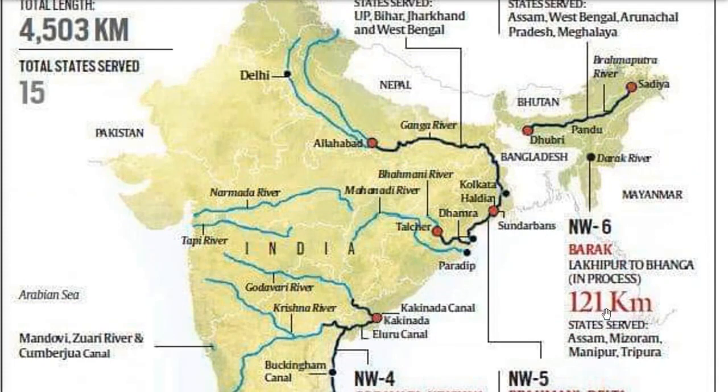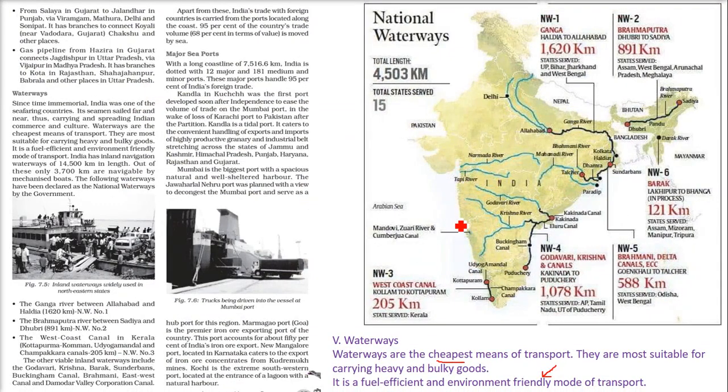Then we have the sixth one, which is in process. It's not in place right now, but it's still under process. It is from Lakhimpur to Bhanga. Lakhimpur to Bhanga it is going to be made, and it is around 121 kilometers. The states being served will be Assam, Mizoram, Manipur and Tripura. So this is about the inland waterways.